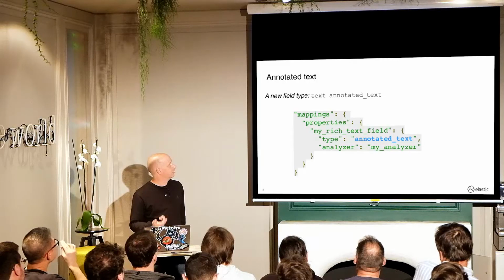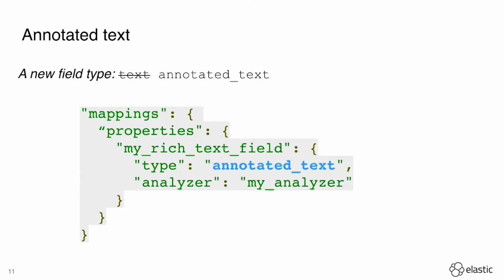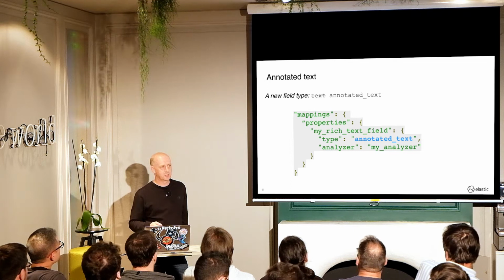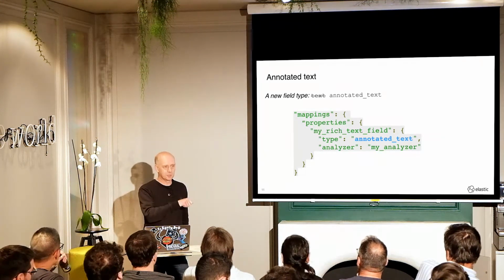So annotated text is just like normal text. You create a mapping and you say, here's my field name, but instead of using the type text, you just give it the type annotated_text. And you can still use analyzers and all those other settings that go along with text fields, but annotated text fields allow you to smuggle extra information into your index.